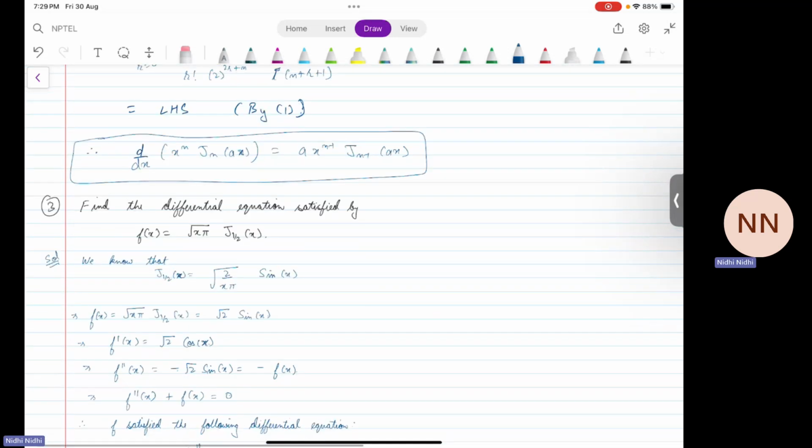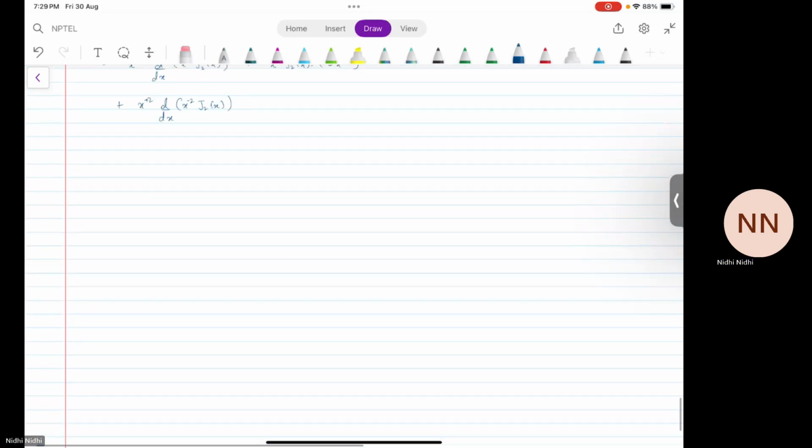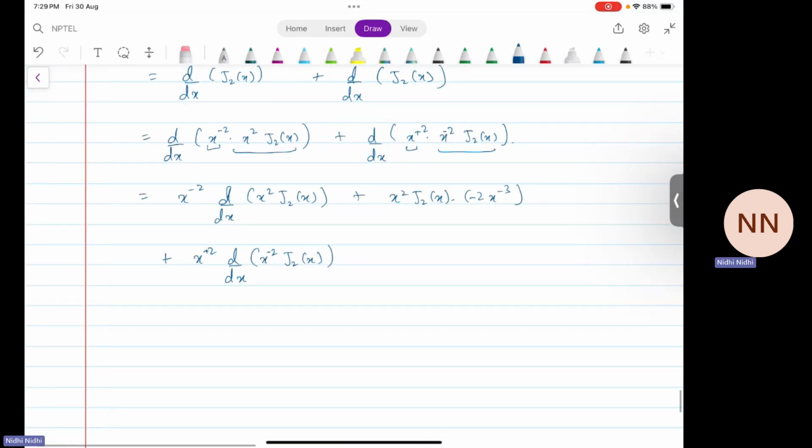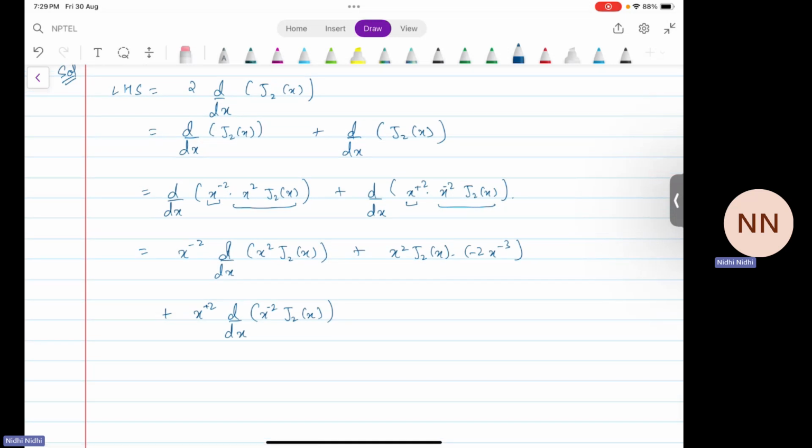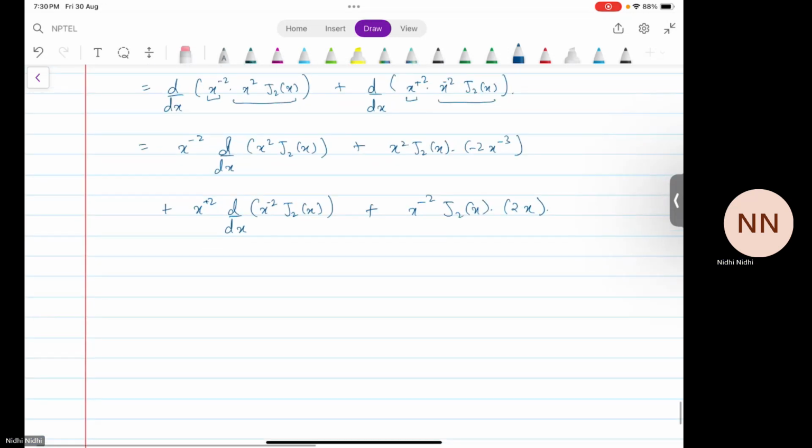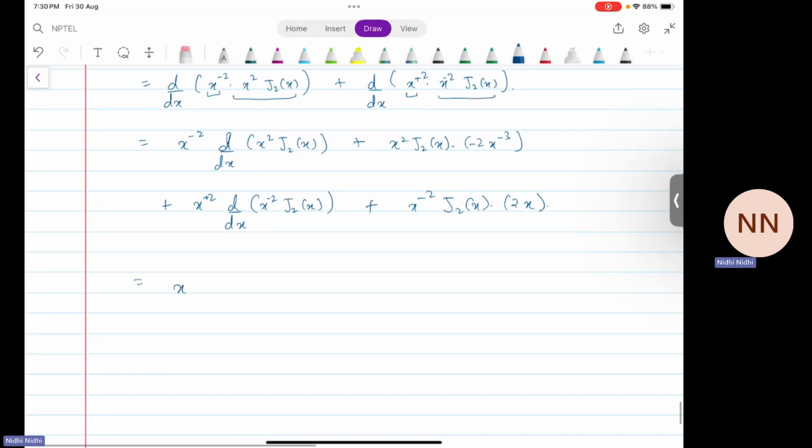So let's just manipulate our left hand side so that we can use it. Plus x to the power minus 2 J2x as it is. Derivative of x square would be 2x. So this is x to the power minus 2.